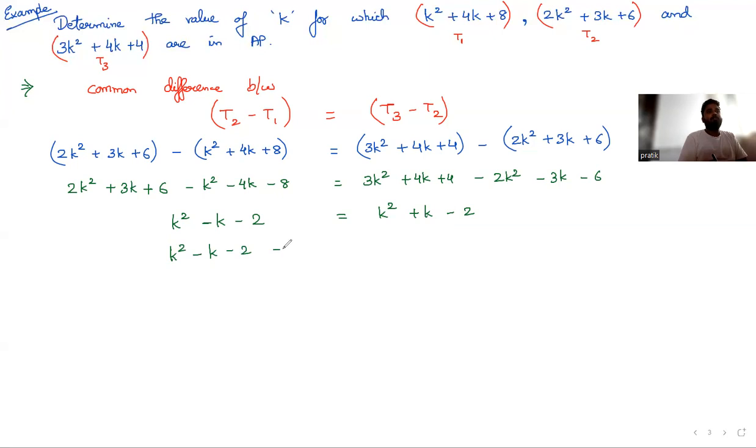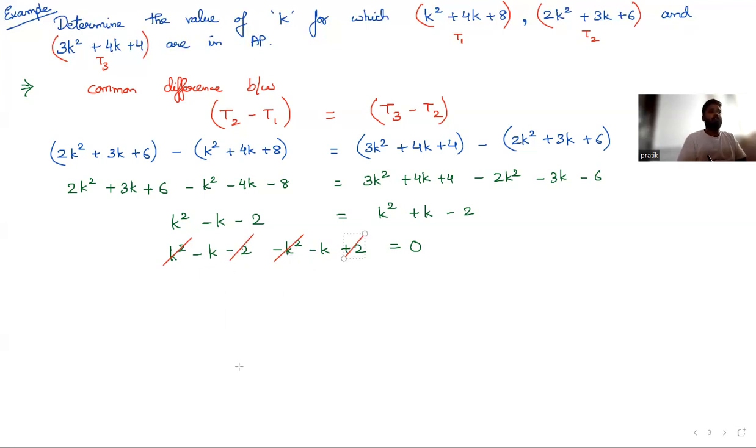So this becomes minus k square minus k plus 2, which is equal to 0, right? Because you shifted everything to your left hand side. Now when you check this out, k square cancels, k square cancels. This is nothing but minus 2k. So plus 2 minus 2k, sorry, minus 2 plus 2. And here it is minus k minus k.